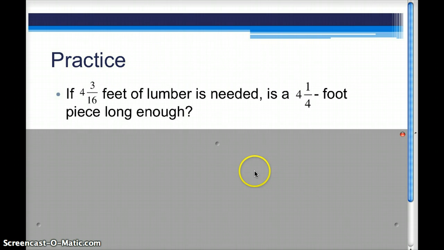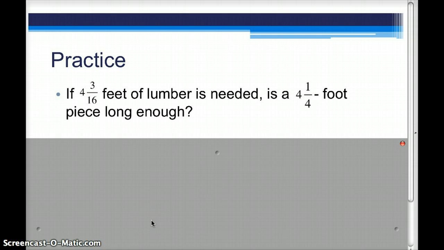All right, here's a practice one for you. Notice that the whole number part is the same, so you need to work on comparing the fractional parts. If 4 3/16 feet of lumber is needed, is a 4 1/4 foot piece long enough? Well, go ahead and compare those fractions. Pause the video here and come back and check your answer.